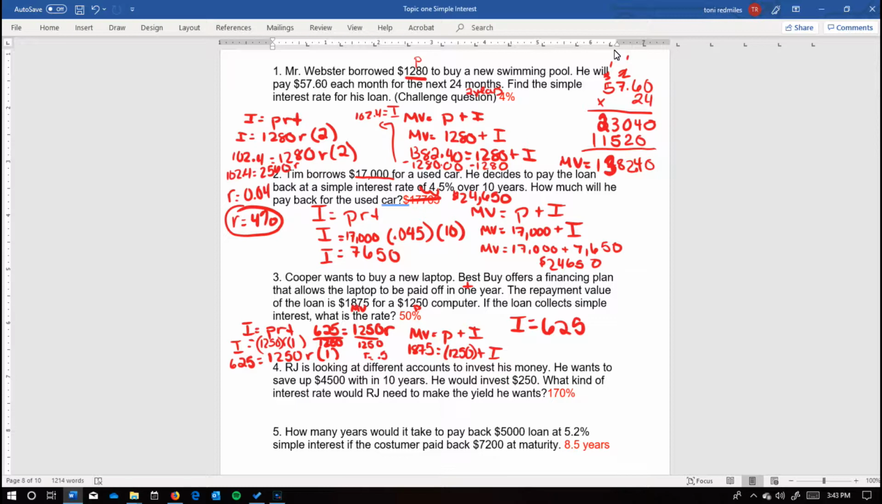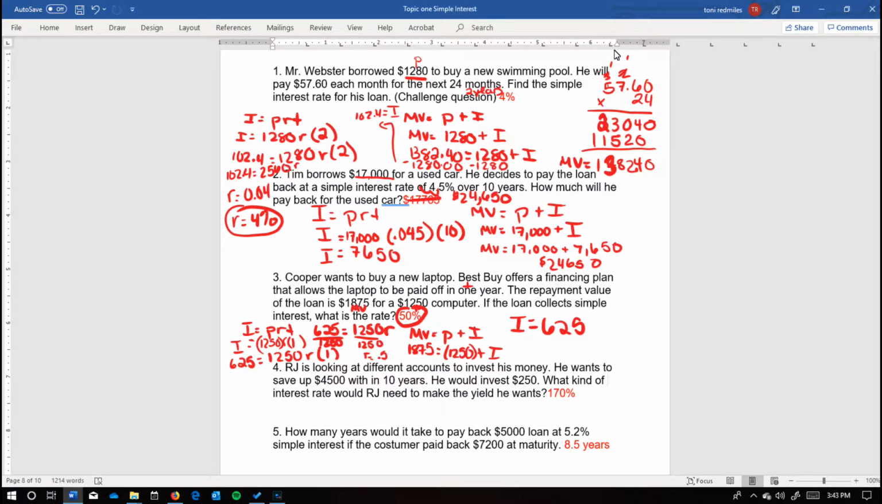Now, that is high, and it's probably a little high for Best Buy, but I'm going to tell you, those store credit deals that they do, they are really, really high interest rate. And this makes sense. Look, 625 is about half. Our interest is about half what the computer costs. Of course, it was going to be like 50% interest.